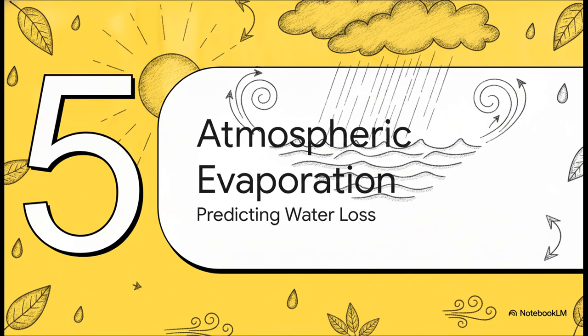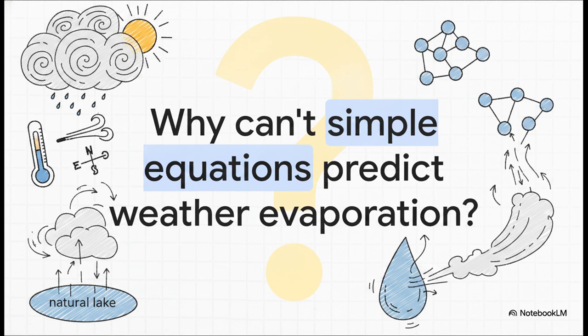Finally, we reach Section 5, Atmospheric Evaporation. We're zooming all the way out now. But before we look at the solution, I really want to pose a question to you. If we have all these perfectly elegant, beautiful molecular equations, like Fick's law, why can't we just plug those numbers in to predict tomorrow's weather, or precisely measure how fast a real, natural lake is evaporating?